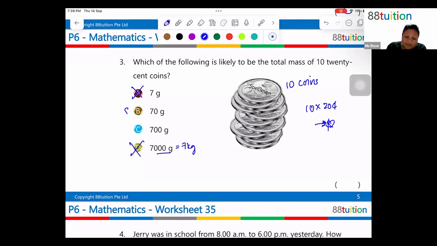Now, between B and C, if you look at B, do you know a mineral water bottle, 500 ml? That is the same as 500 grams, isn't it? So if the mass is 700 grams, no way you can put it in your pocket and run for the bus, for example. So the only possible answer is B. That's how you do your elimination in the event that you're not sure.